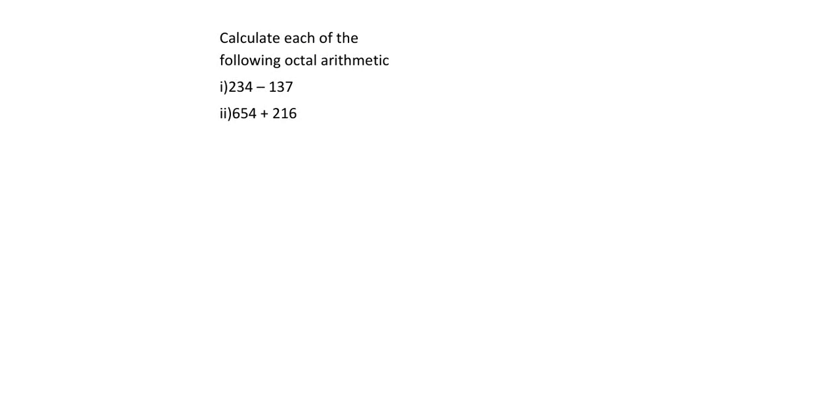Calculate each of the following octal arithmetic. We have 234 minus 137, and we have 654 plus 216. So this is octal arithmetic. Octal is base 8 numbers. So this question is testing octal subtraction and octal addition.